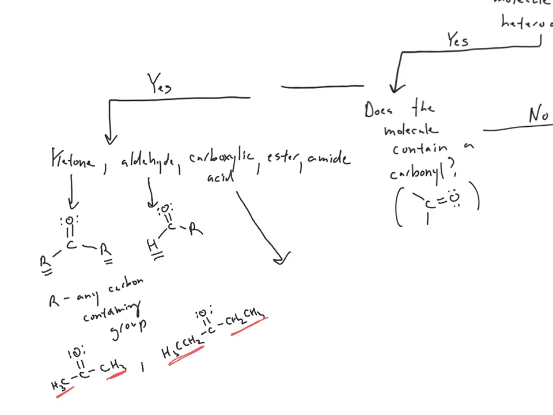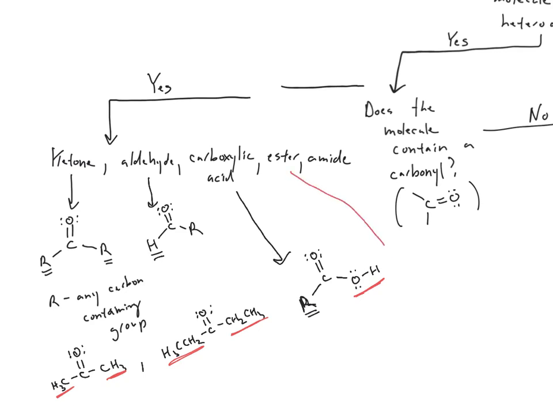A carboxylic acid is an R group, a carbonyl, but instead of the R group, it has an oxygen bonded to a hydrogen. So you're substituting that R group in the ketone. Gives this its characteristic.